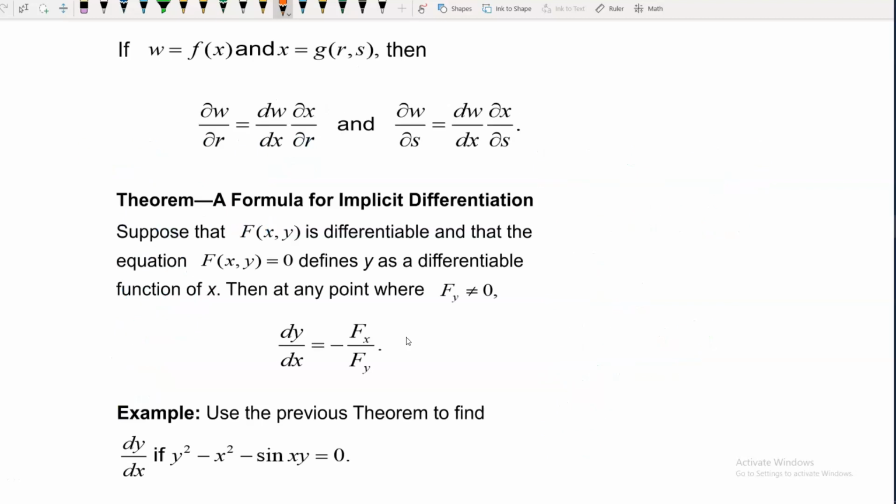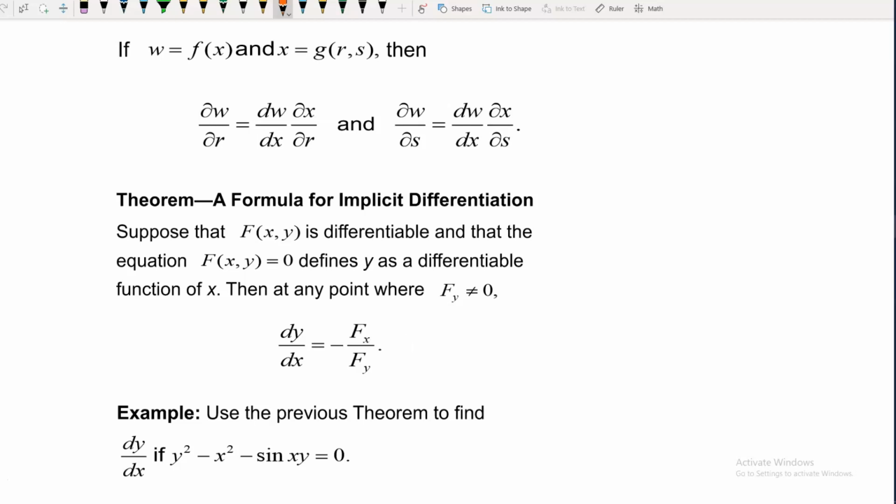If w equals f of x and x equals g of r, s, then the partial derivative of w with respect to r is equal to the derivative of w with respect to x times the partial derivative of x with respect to r, and the partial derivative of w with respect to s is equal to the derivative of w with respect to x times the partial derivative of x with respect to s.